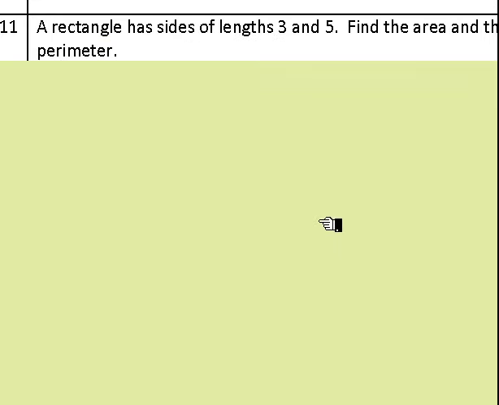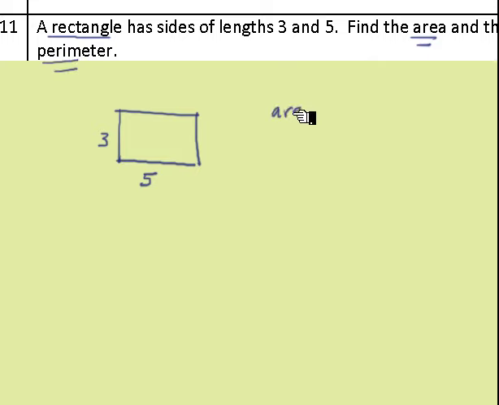Okay, number 11 concerns a rectangle. So we have a rectangle with sides of lengths 3 and 5. And we want to find the area and the perimeter. Well, let's remember that the area is equal to length times width. So in this case, that would just be 5 times 3, or 15.